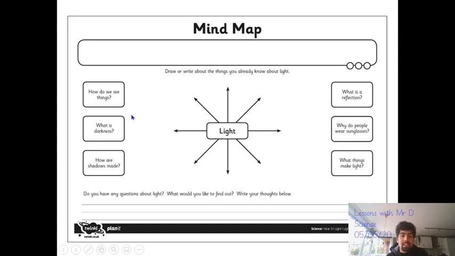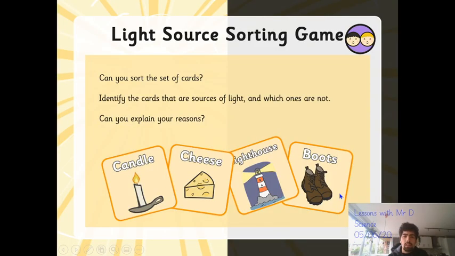Questions that you might have: how do we see things? What is the darkness? How do you make shadows? What's the reflection? Why do people need sunglasses? What things make light? Should hopefully answer that question today. And any other questions that you could put here that might need answering at the end of the topic as well. Super.